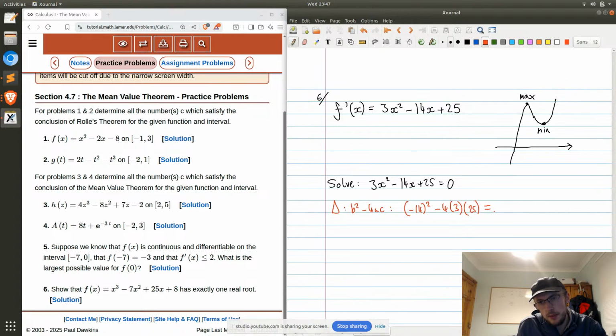196 minus 12 times 25, and 12 times 25 is 300. And all I need to do is say that that is less than 0. So, no real roots.